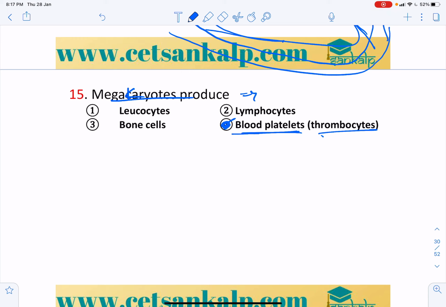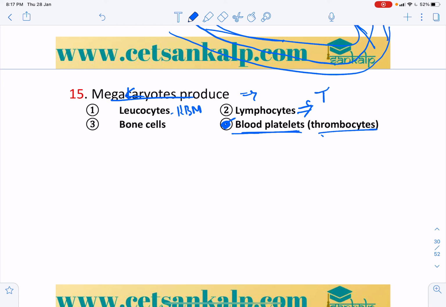Keep in mind that these leukocytes are produced in the bone marrow. This is very important. Leukocytes are produced in the red bone marrow, and the lymphocytes are produced in the thymus and lymph nodes. I am telling you about production: lymph nodes produce them, or the thymus does.